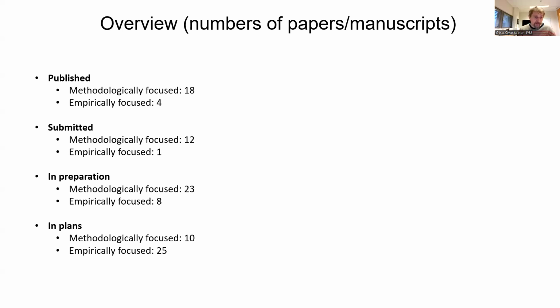So in the next slide, we just have an overview of all of these already published papers or submitted manuscripts or papers in preparation or papers in plans in terms of their numbers in these 2 categories, methodologically focused and empirically focused. And if you just sum up these numbers, you will see that there are actually 101 papers or manuscripts or plans in total. So there is a fairly large number of them, which is great, but it also means that it's not possible to go through in detail each of them individually in this webinar.